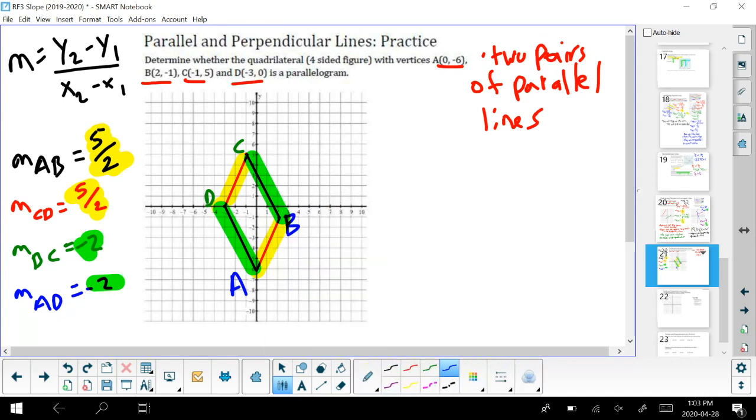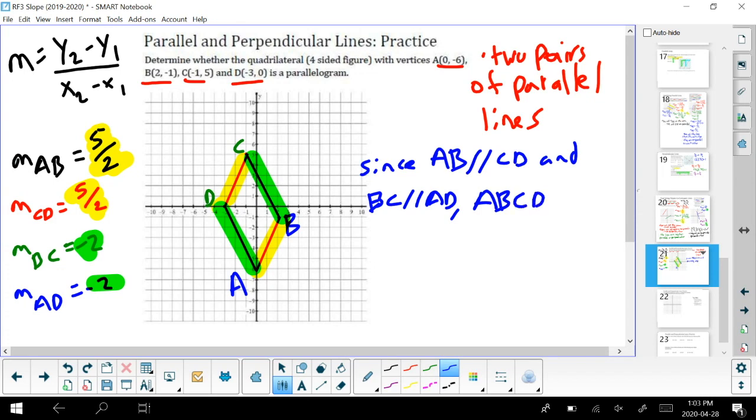So we can conclude that since AB is parallel, and that's the symbol for parallel lines, AB is parallel to CD, and BC is parallel to AD, ABCD is a parallelogram.